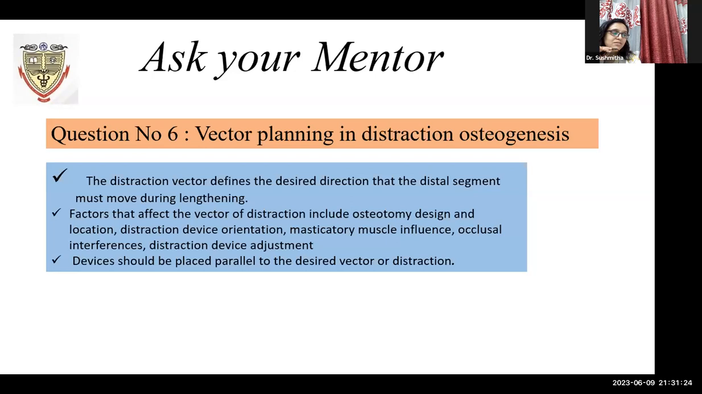When we are using extraoral devices, they assist in controlling the vector. Plus, you have temporary devices, tooth attachments and elastics, which help you control it, and anchorage devices, which hold it in a particular direction and guide the distractor. There are also some formulas, which I have not included in the PPT. They are given in one of the articles we have mentioned. You can calculate the vector direction based on that.